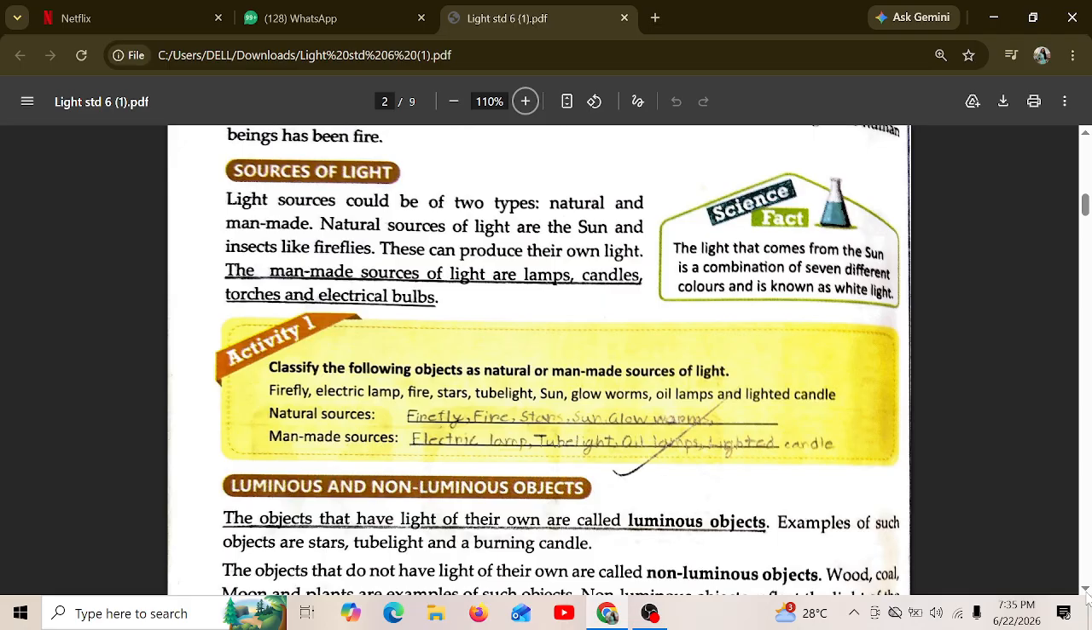One science fact they are sharing: the light that comes from the sun is a combination of the 7 different colors which are present in the rainbow. Do you remember? The VIBGYOR: violet, indigo, blue, green, yellow, orange and red. All these 7 colors are coming together and forming the white light. Did you know that? If not, now you know.